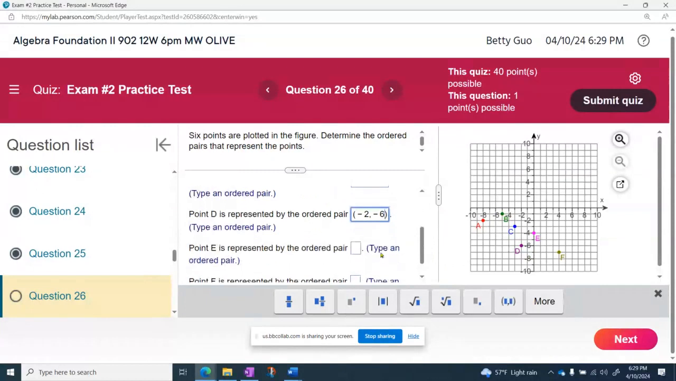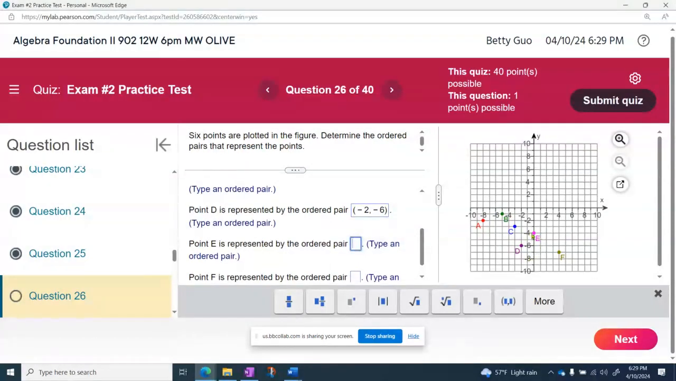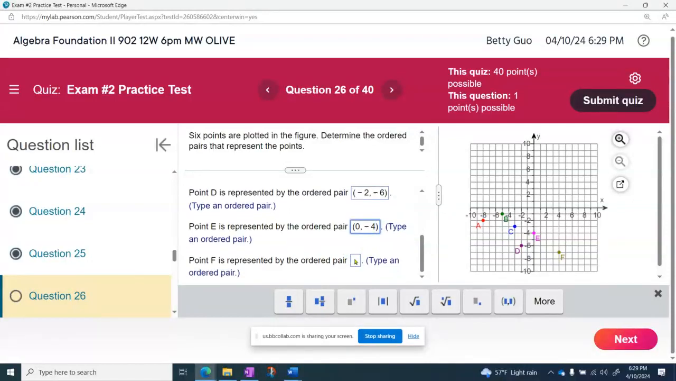Okay. Point E is on the y-axis. The orange or yellow-orange color is 0 comma -4. Point F. Finally, we got a point that's not in quadrant 3. Point F is in quadrant 4. So 4 units to the right, 7 units below. So 4 comma -7.